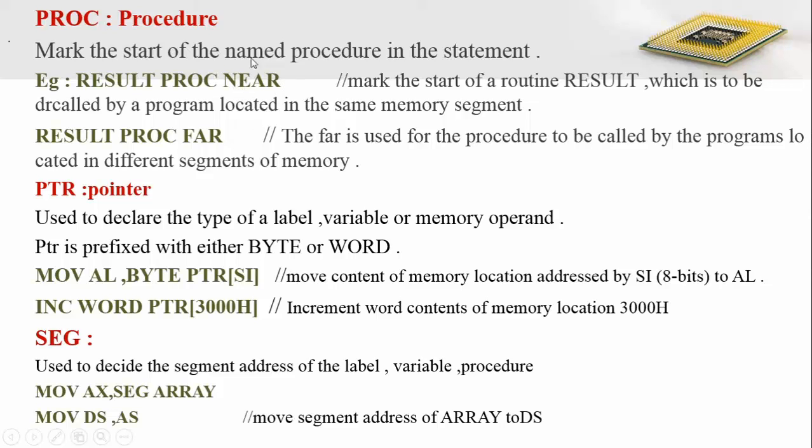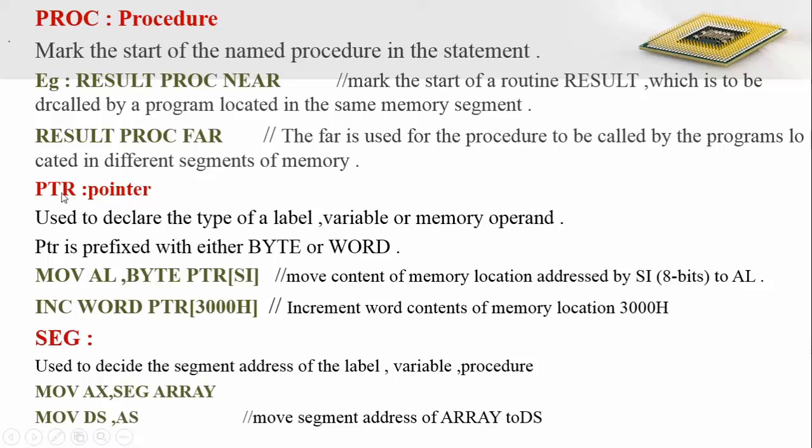If it is FAR, then it indicates that this RESULT procedure is used by some main program which is not currently in the same segment, but is present in some other segment. Okay, RESULT PROC FAR. This FAR is used for a procedure to be called by programs located in a different segment of the memory. So this FAR or NEAR indicates the type of our declared procedure RESULT.